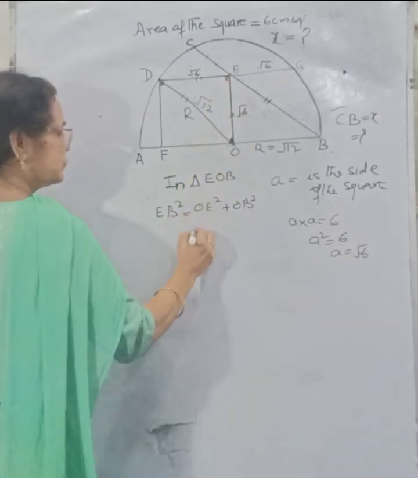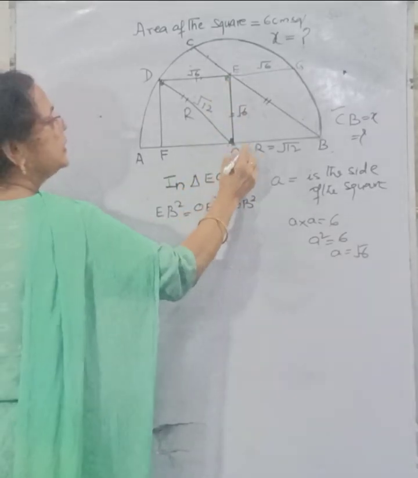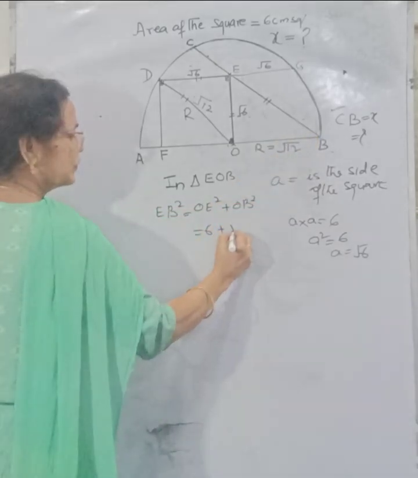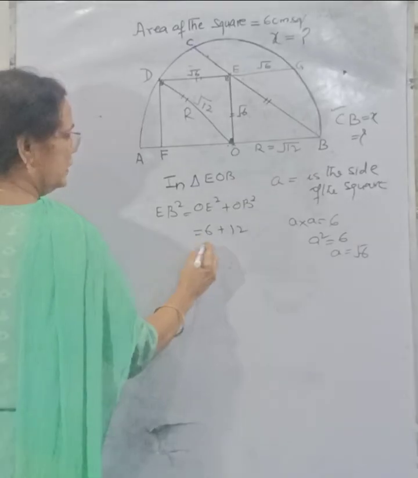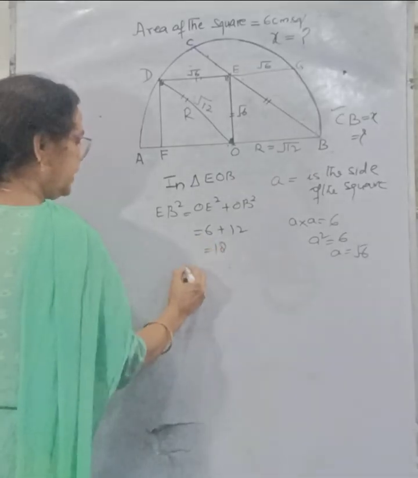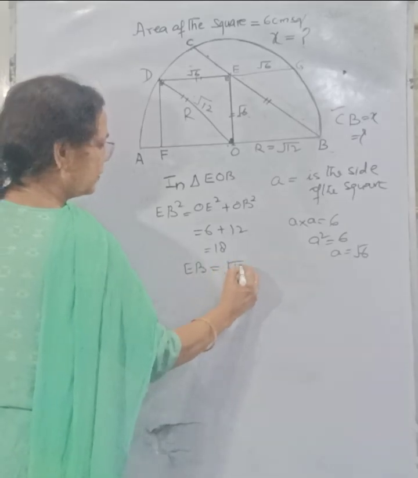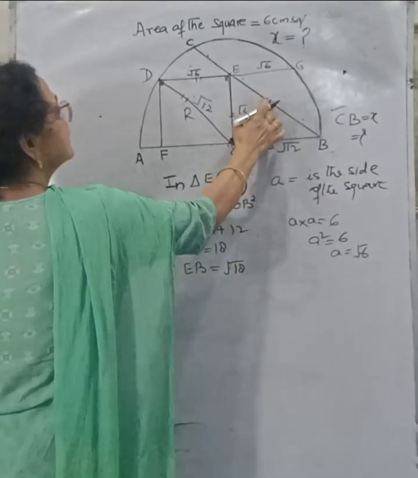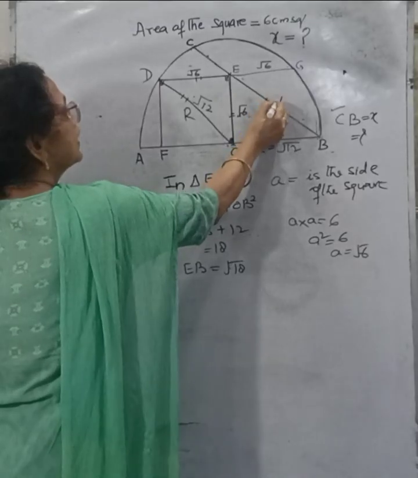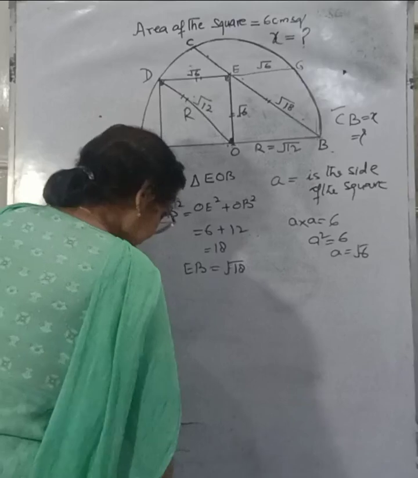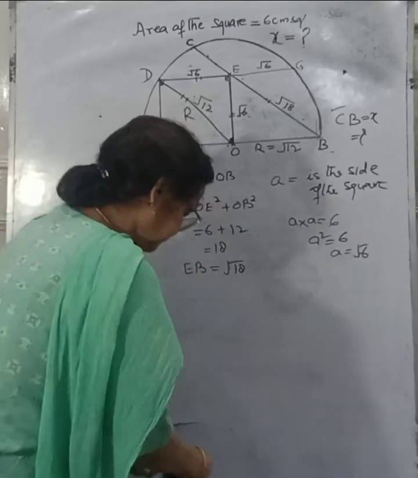EO square is equal to 6. EOB square is equal to root of 12. With the root of 12 square, it means 12. This is 18. It means EB will be equal to root of 18. Now we are very near to our result. This becomes root of 18. Correct? Now, last and final stage.